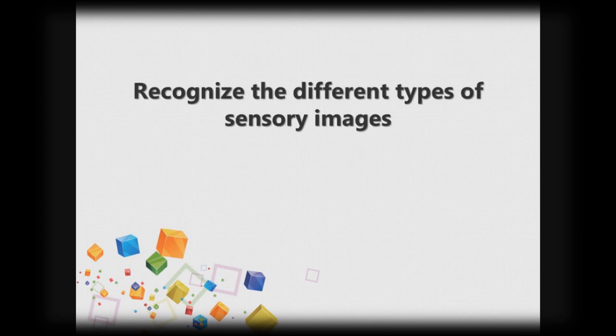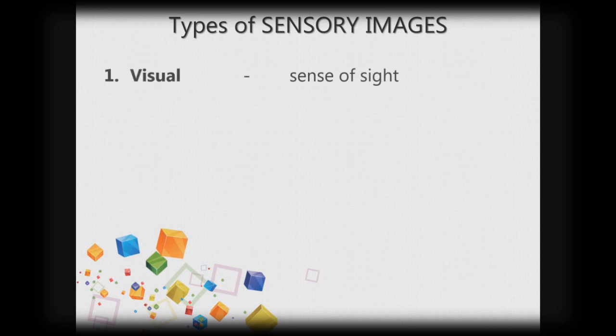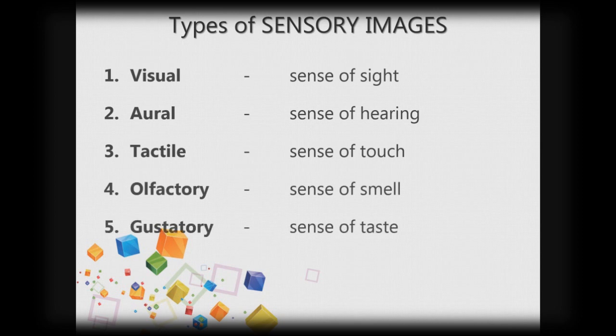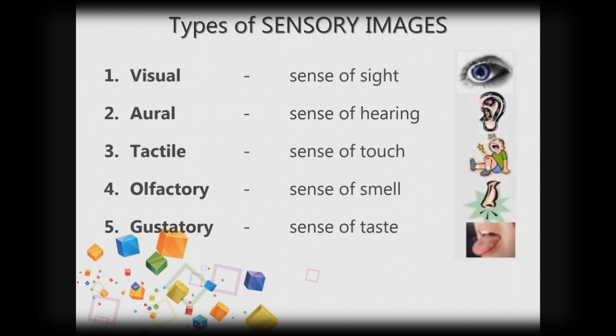Since we all know that sensory images appeal to our five senses, let's recognize the different types of sensory images. Types of sensory images: visual, for sense of sight; aural, for sense of hearing; tactile, for sense of touch; olfactory, for sense of smell; gustatory, for sense of taste. There you go.